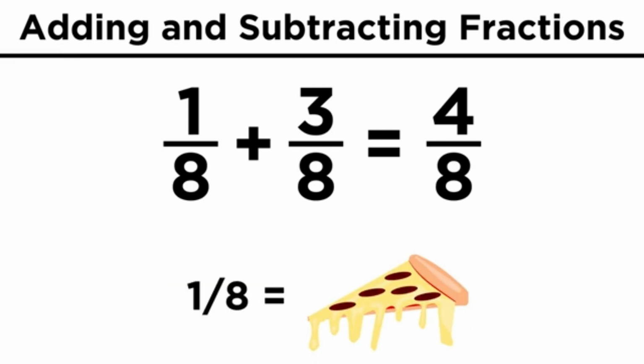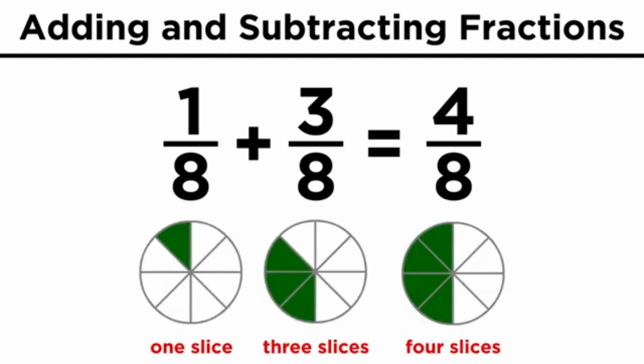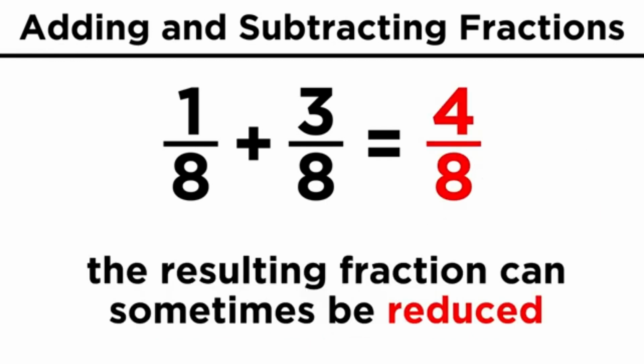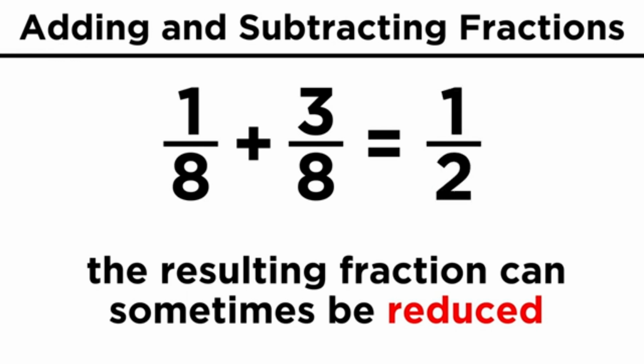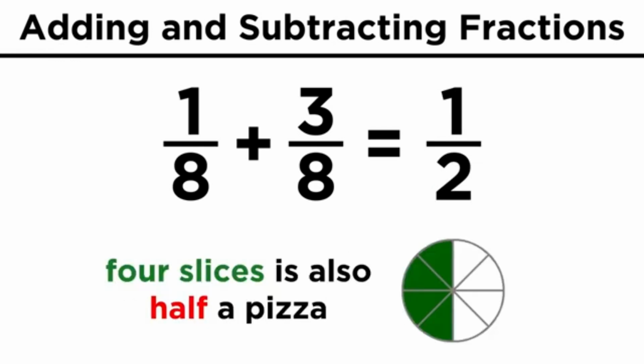We can imagine an eighth as a slice of pizza, and 1 slice plus 3 slices equals 4 slices. The denominator reports the magnitude of the fraction, so this won't change as we add and subtract. Once we have the sum, we can reduce if applicable. 4/8 reduces to 1/2, which makes sense as 4 slices is half a pizza. So that will be our final answer.